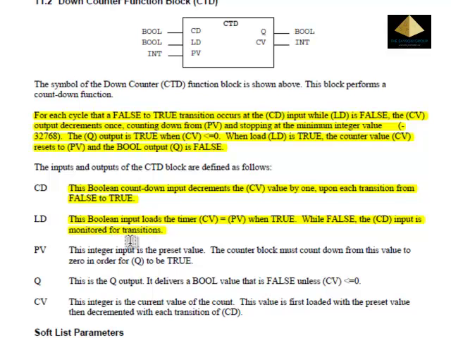That means if CV is 0 and PV is 5, when LD is set to true, CV will be equal to PV. Your PV is the preset countdown value. So in our example, we'll be starting with 5. That means we'll be counting down from 5. Q is the output that will become true when your CV is equal to or less than 0. CV is the current countdown value, which will be decreasing every transition of your CD from false to true.